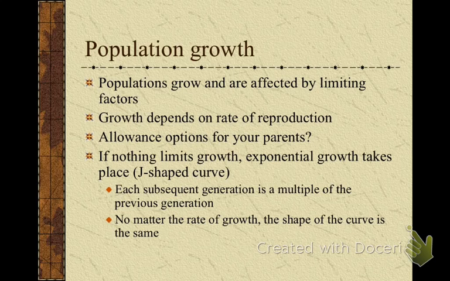They got divorced. If nothing limits that growth, if there are no limiting factors, the growth curve is said to be a J-shaped curve or an exponential growth curve. Each generation thereafter will continually increase. No matter what the rate of growth, it will always be that J-shape. It continues to increase. This is humans.